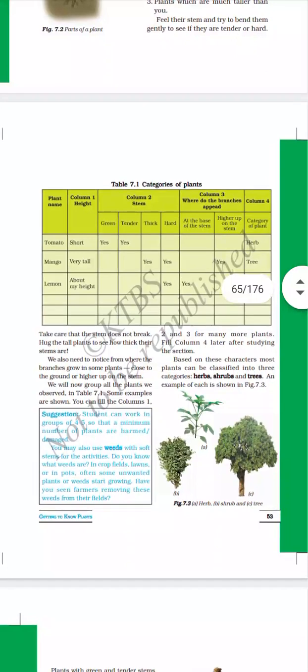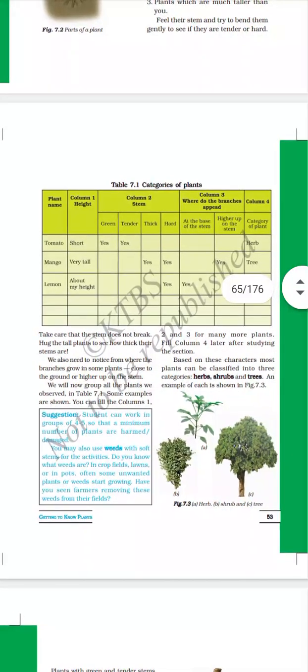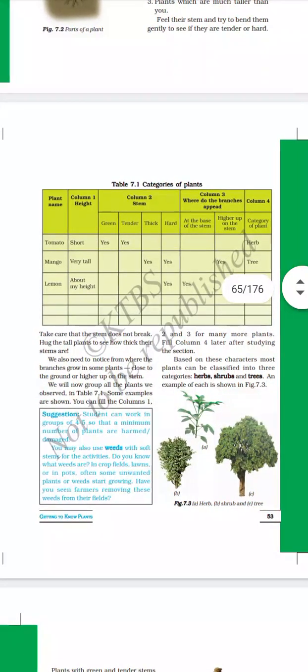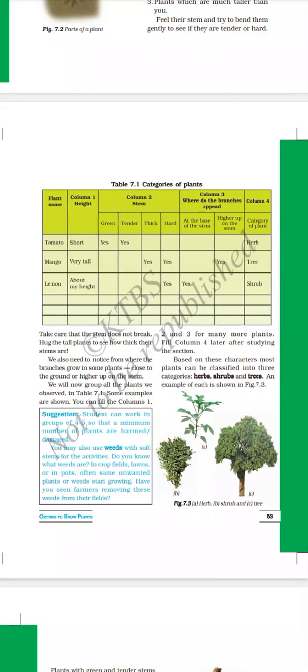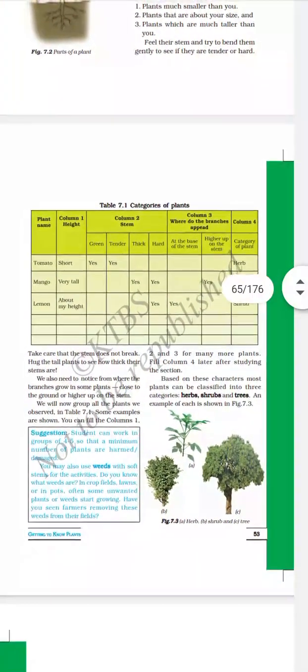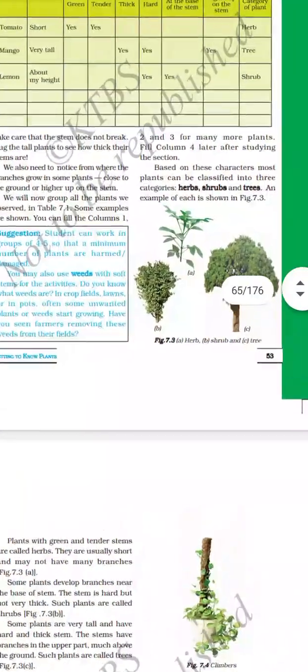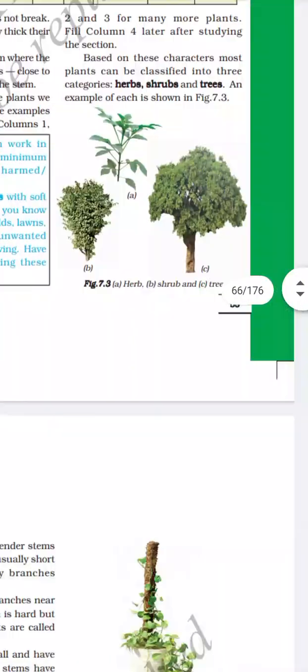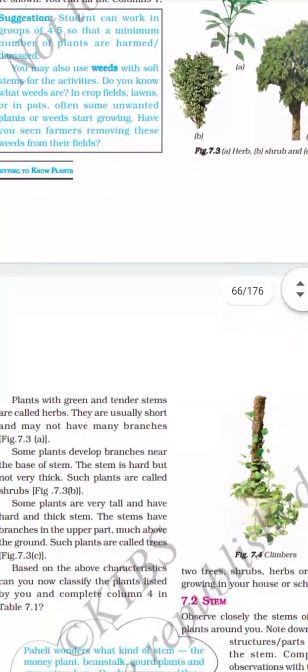We group all the plants we have observed. Some examples are shown. Based on the characters, most plants can be classified into three categories: herbs, shrubs and trees. An example of each has been given here. A is the herb, B is the shrub and C is the tree.